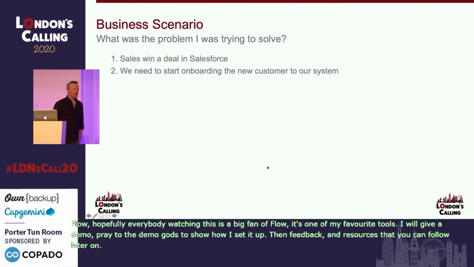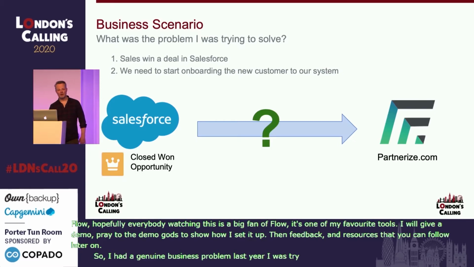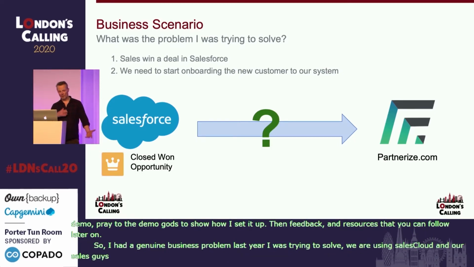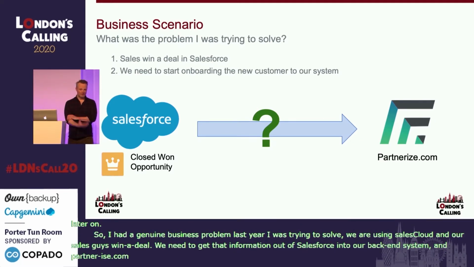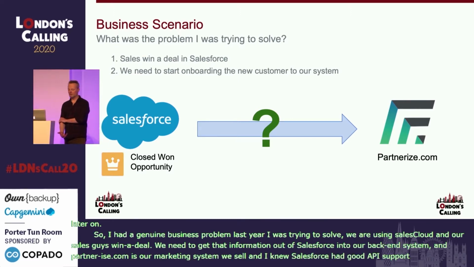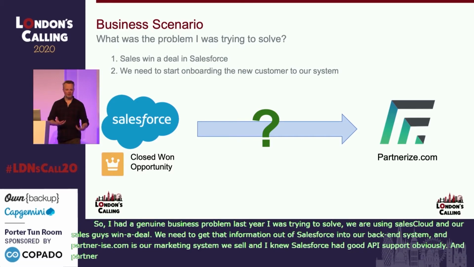So I had a genuine business problem last year that I was trying to solve. We are using Sales Cloud, and our sales guys win a deal. So we have a closed won opportunity in Salesforce. But we need to get some of that information out of Salesforce into our back-end system. Partnerize.com is our marketing system that we sell. And I knew that Salesforce had good API support, obviously. Partnerize.com has really good API support as well, so I knew that it was going to be possible, but the question was what tool in the middle are we going to use?